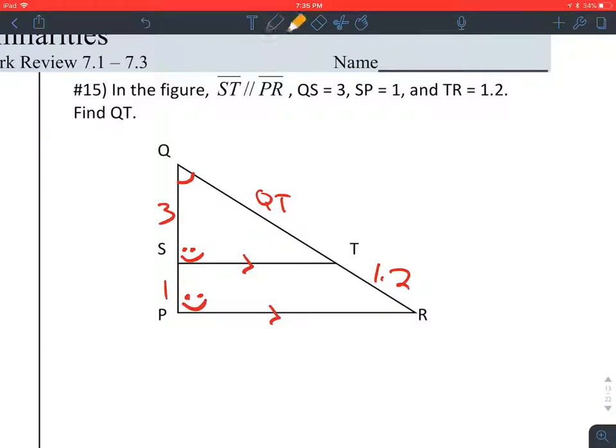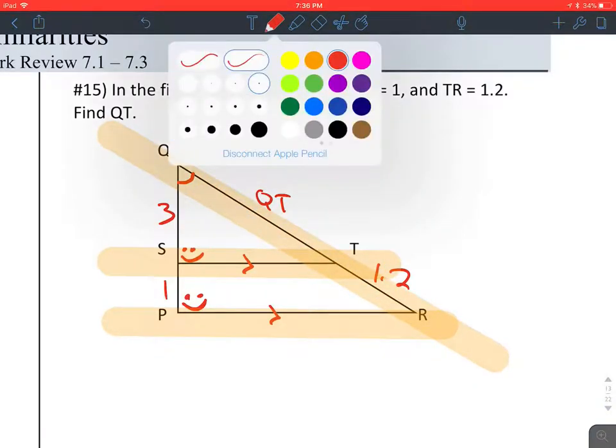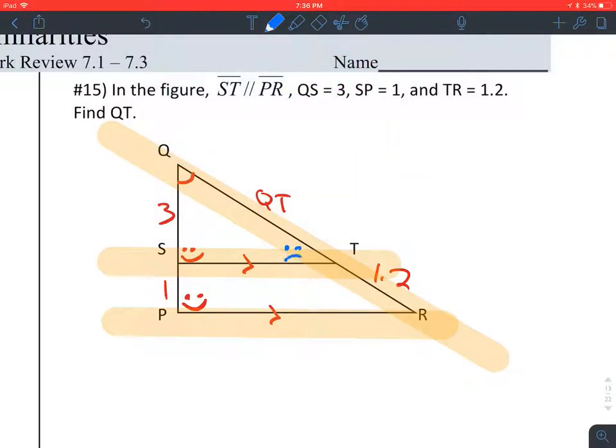This angle and this angle are congruent because of the corresponding angles postulate. You get two parallel lines cut by a transversal. Similarly, which this is overkill at this point because we have enough information to say that they're similar, this angle and this angle are congruent because of the corresponding angles postulate.